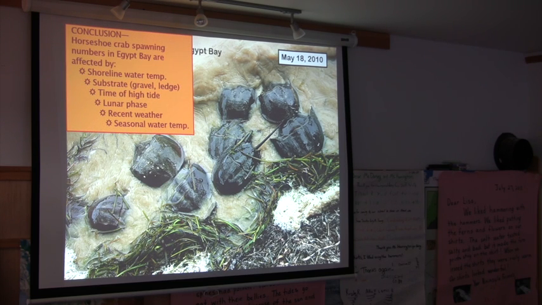So the conclusion for horseshoe crabs: the numbers in Egypt Bay are affected by shoreline water temperature, the nature of the substrate, whether it's gravel or mud, and the time of high tide. If the high tide is at noon, the tide comes in all morning over warm rocks on a sunny day, so the shoreline temperature goes up and they're more apt to breed. And that depends on the lunar phase when the high tide is. It depends on weather and on seasonal water temperature.